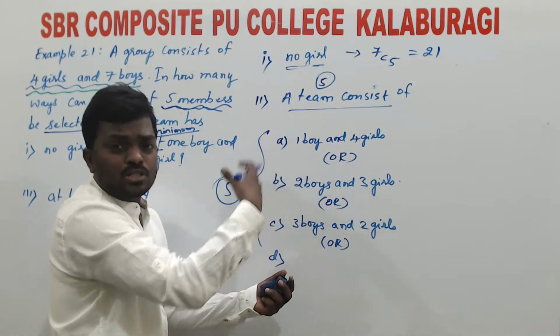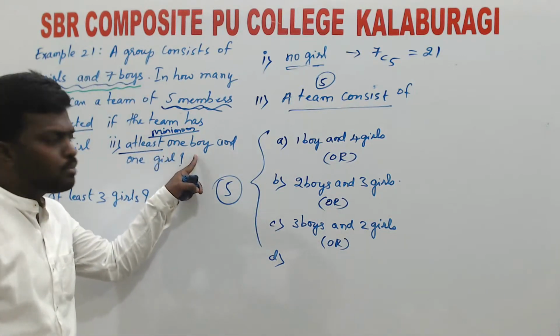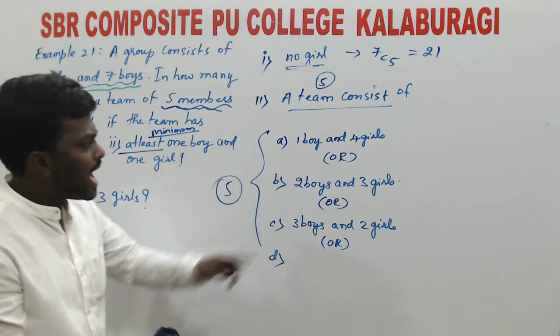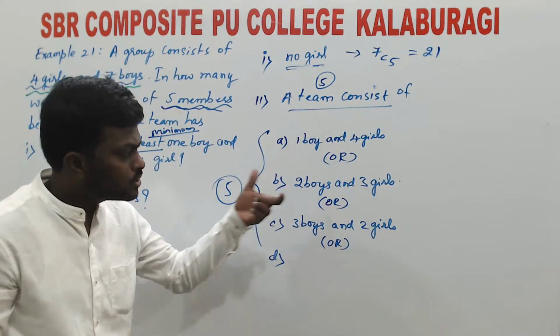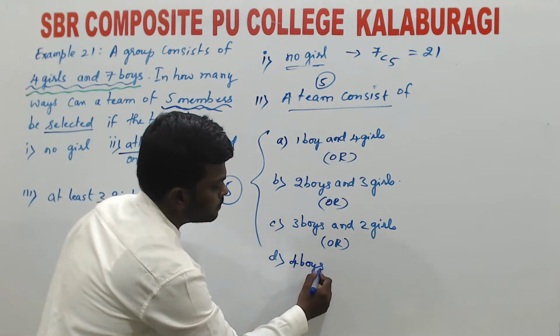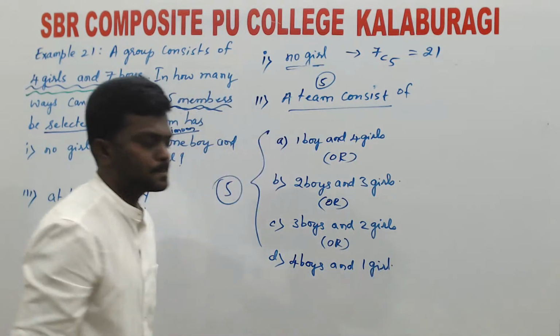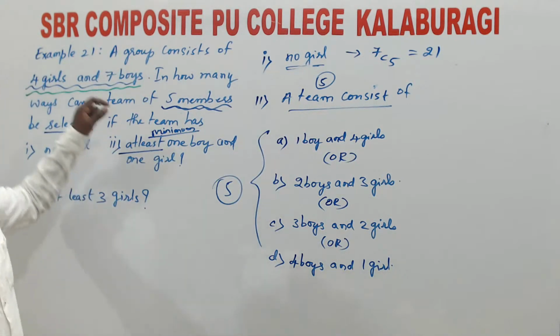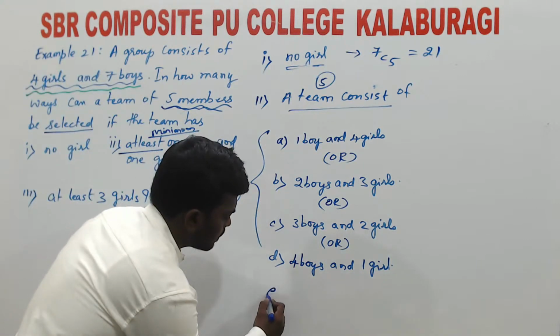So these are the possible ways in which you can make a team comprising one boy and one girl. Are they not possible? Yes, right. So all these are possible, right? That's why I'm writing over there. So now four boys and one girl. How many boys are there for us? Seven boys. I can go till seven.